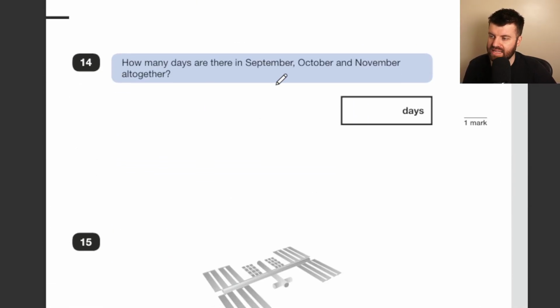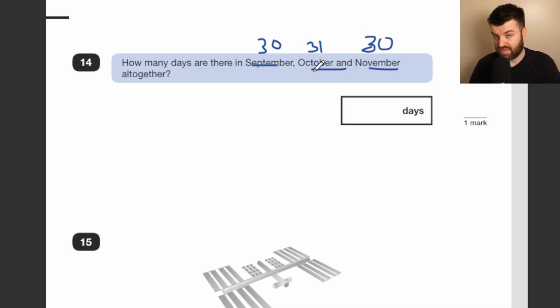Question 14. How many days are there in September, October, and November altogether? Loads of ways to remember the days in the months of the year. I do the song. 30 days have September, April, June, and November. So these have 30. All the rest have 31, apart from February. But I know October has 31 because Halloween is on the 31st. So it has to have 31. So there are 91 days in September, October, and November altogether. We just have to add them up.